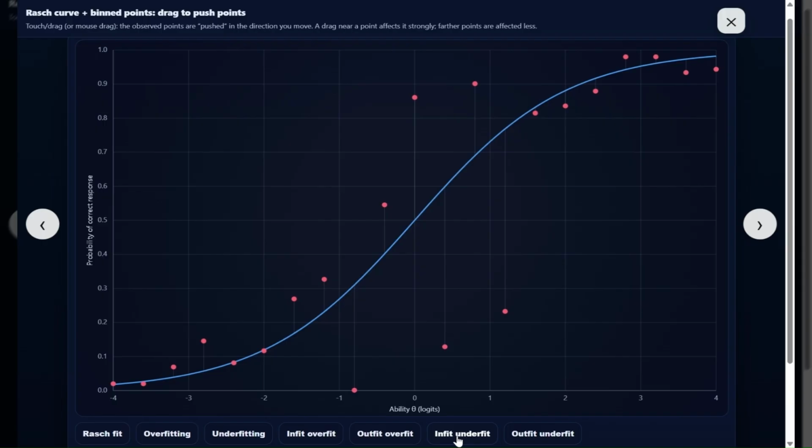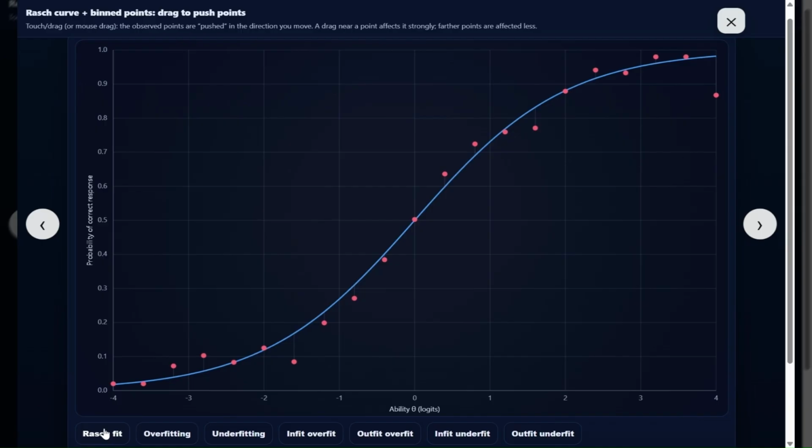There is an underfit infit, and there is sometimes outfit underfit. This is the outfit, which the peripheries are outfitting. Each kind of these indicates something.